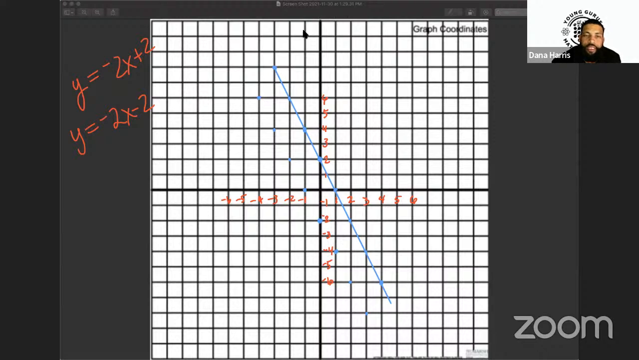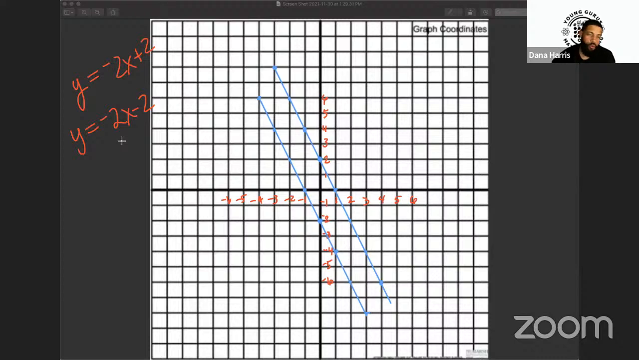When we connect these, we will notice that these lines are parallel. Now, some of you may have noticed from the beginning when you saw the equations, hey, they have the same slope. And you may remember that parallel lines have the same slope, right? So if they're parallel lines, they'll never touch. They're always the same distance apart from each other, or equidistant is the mathematical term for that.